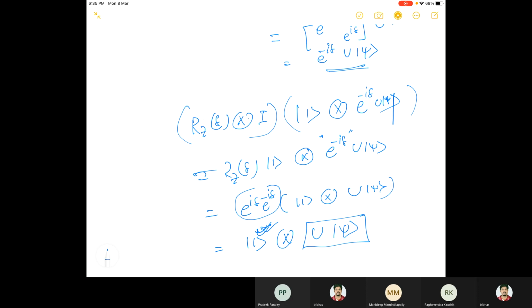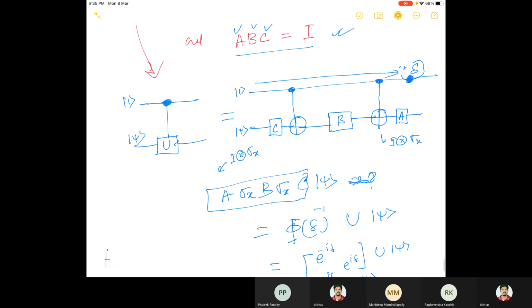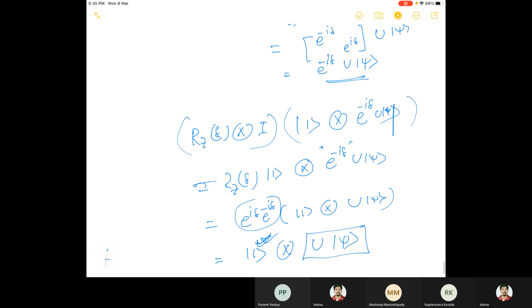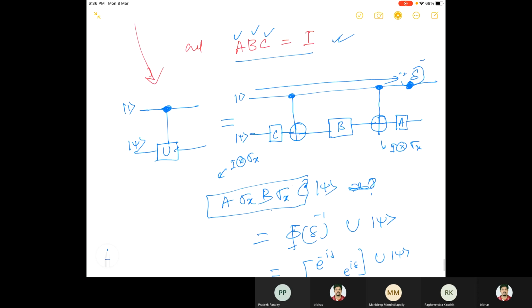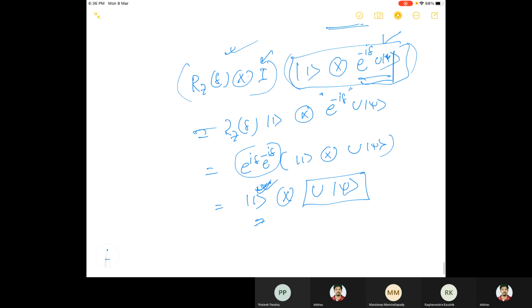You understand this? I can explain it again. The only thing to understand here is the last part. Last part is very easy because e to the power I delta I'm applying on the first one, like an RZ gate, okay? And simultaneously on the second qubit I'm not doing anything. That means I'm applying identity. This was the input when my state is here. Then this is the input, and this is the gate. So if I apply that, I get ultimately first qubit as 1 and second qubit as U times psi.